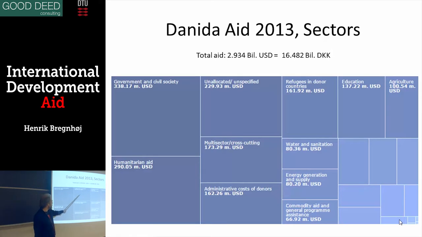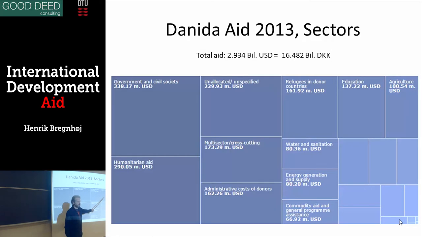Some unallocated, unspecified here. Multi-sector, cross-cutting. I don't know how they separate it from government and civil society, but this is maybe more project-like things. Administration cost is 162, so it's about 6%. It's always been over the years about 6% of the total cost of development aid that is administration. Then we have refugees in donor countries. I don't know how it separates from humanitarian aid, but it's also about humanitarian aid.